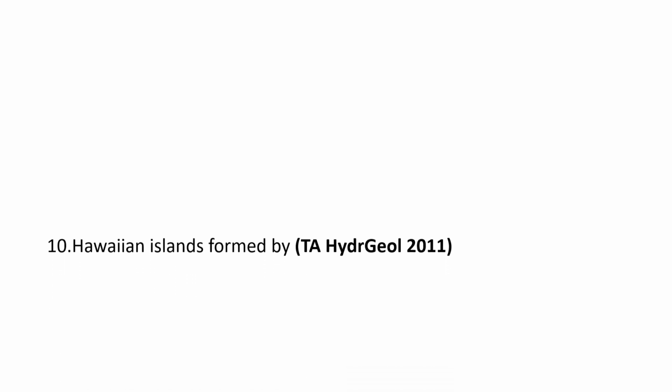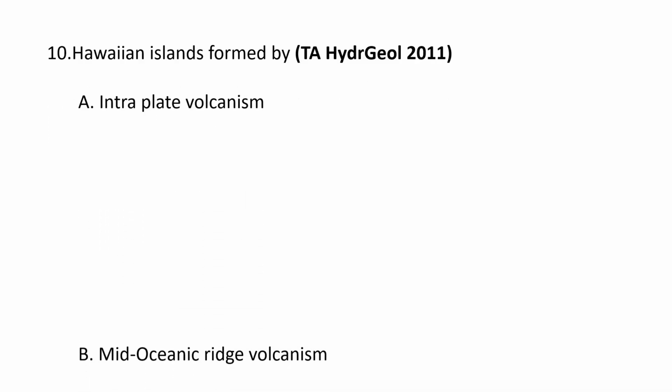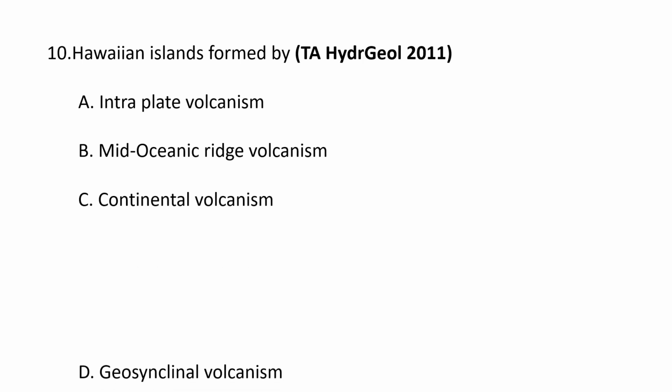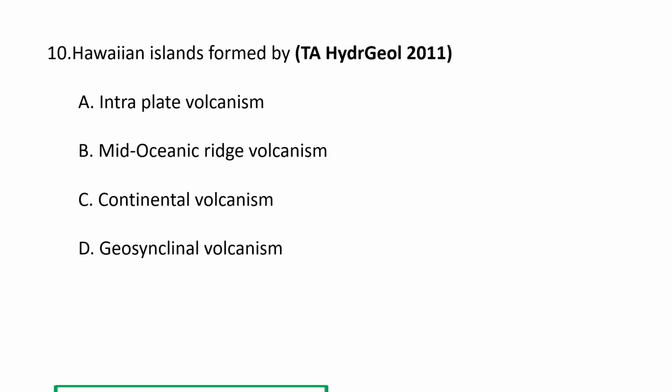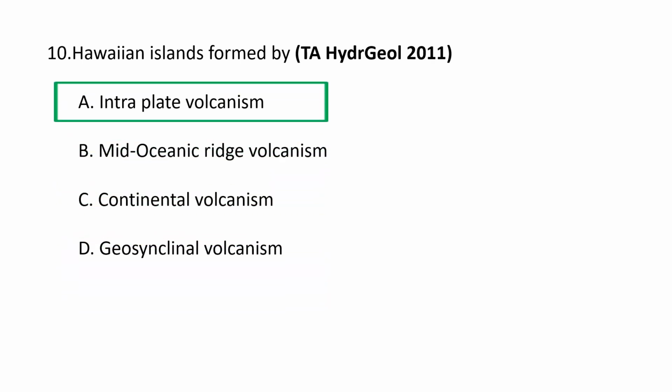Next question. Hawaiian Islands are formed by A. Intraplate volcanism, B. Mid-oceanic ridge volcanism, C. Continental volcanism, and D. Geosynclinal volcanism. Hawaiian Islands are formed by intraplate volcanism. This is also known as the hotspot volcanism. The Hawaiian Islands are formed by such a hot spot, which is occurring in the middle of the Pacific plate. So Hawaiian Islands are formed by intraplate volcanism. A is the correct option.